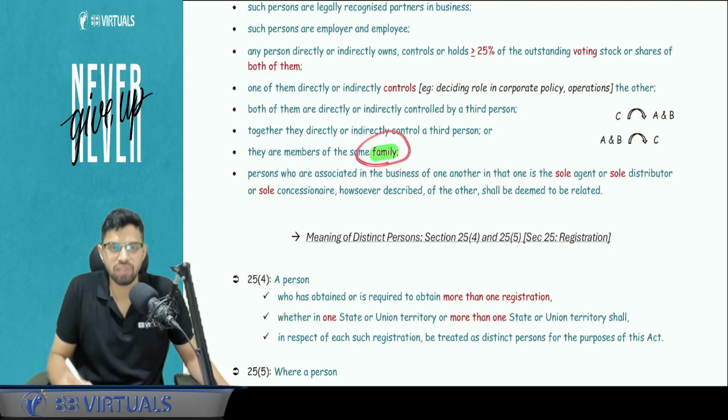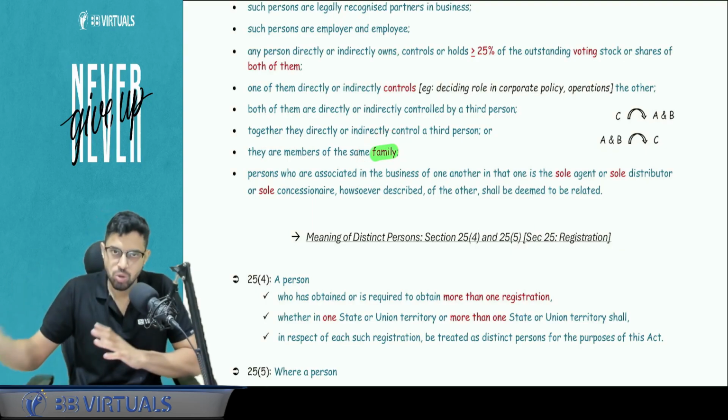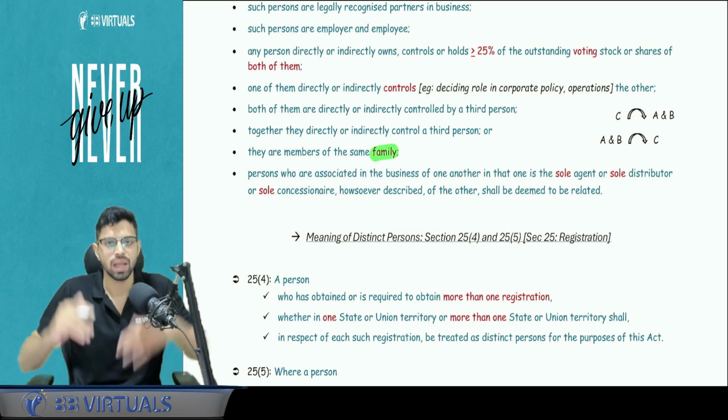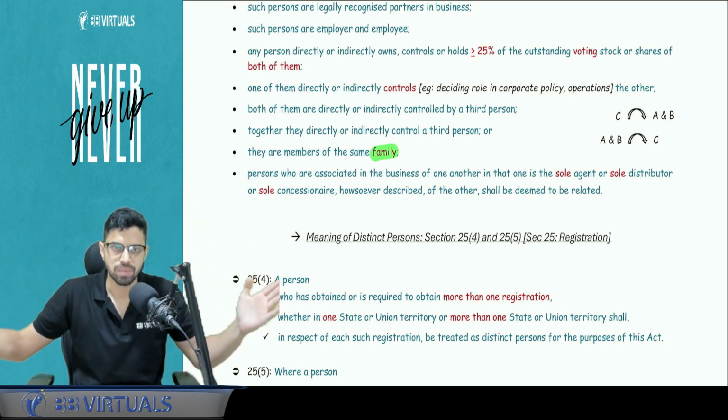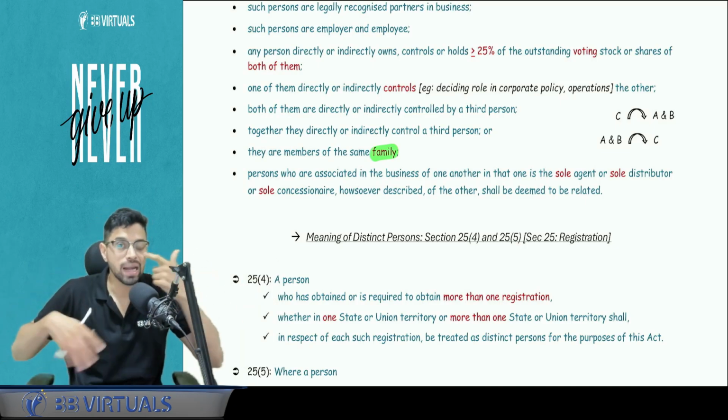Pay attention. What do you mean by family? Spouse and children will always be family. Spouse and children, regardless of whether they are dependent or independent, will always be family. Parents, grandparents and brother, sister will be included in the family with respect to me only if they are wholly or mainly dependent on me.